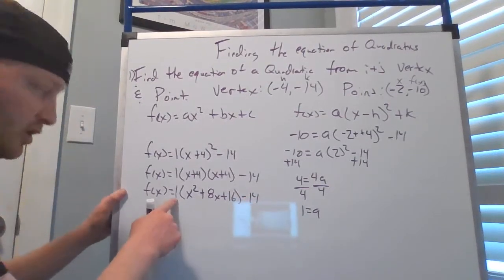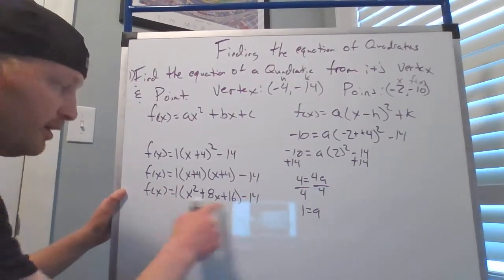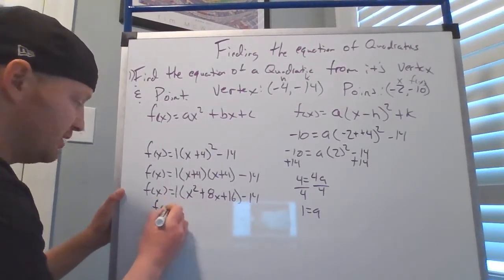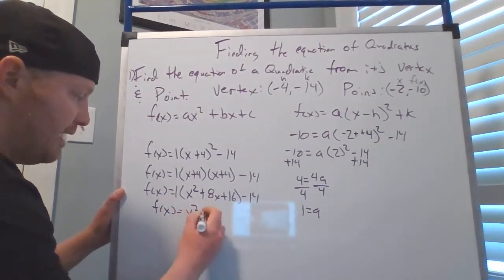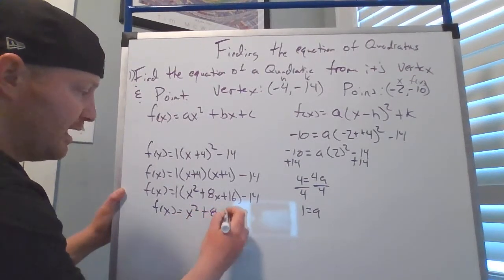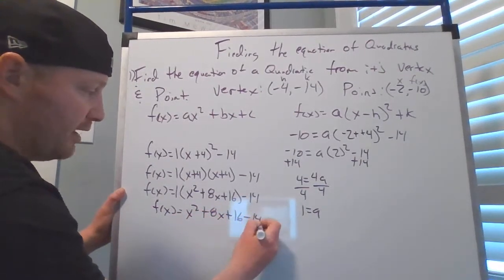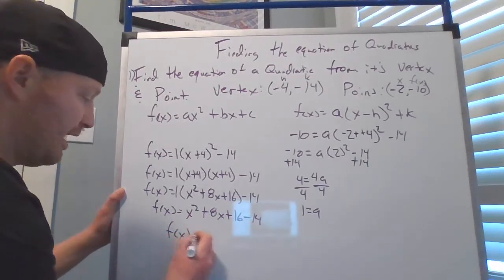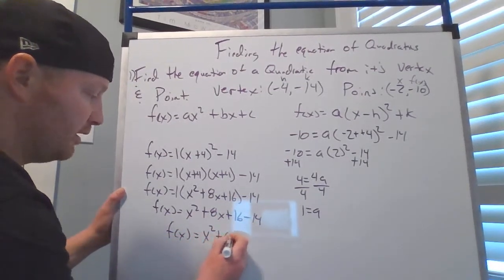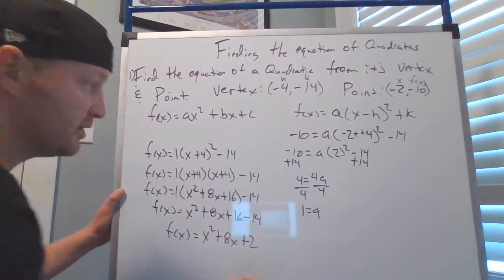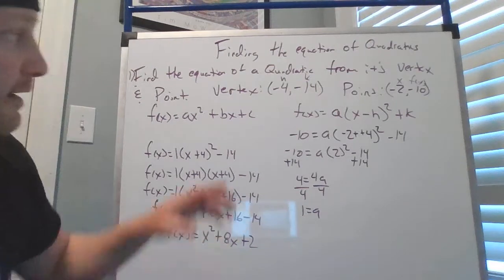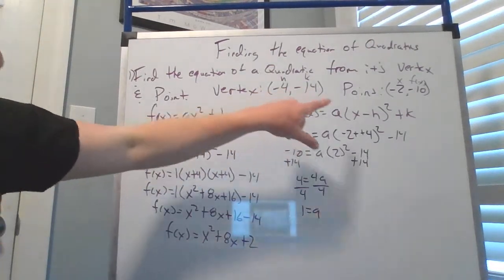Now again, if this was a 2, you would distribute the 2 to here, here, and here, but it's a 1, so we know this all stays the same. So now this says f of x equals x squared plus 8x plus 16 minus 14. Last but not least, combine your like terms, and I got f of x equals x squared plus 8x plus 2. So this is one example on how to find the equation when given the vertex and the point.